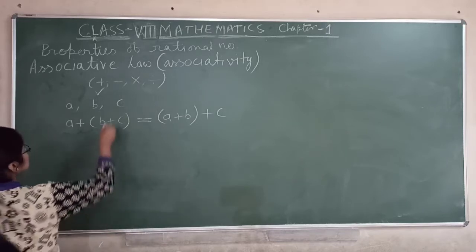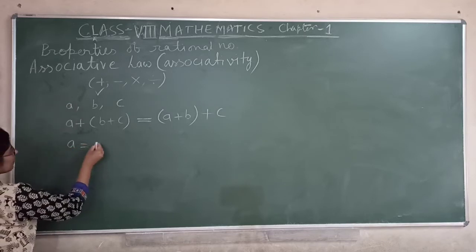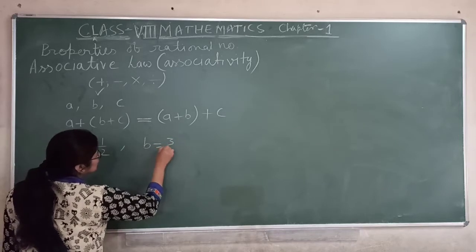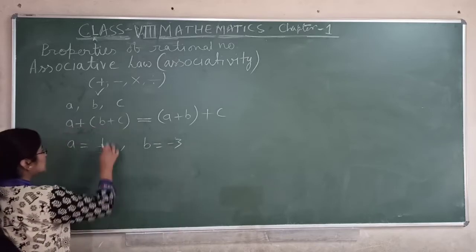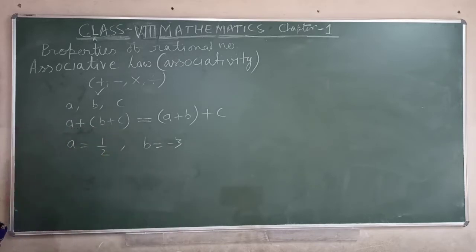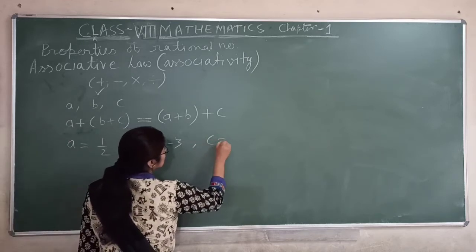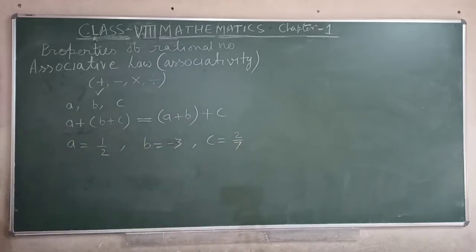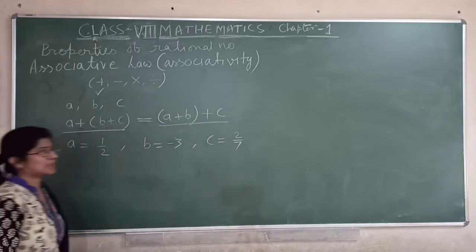Let's check whether this is applicable or not. A equals 1 by 2. B equals minus 3, I am taking. You know 1 by 2 is a rational number, and minus 3 is also a rational number. And C equals 2 upon 7. Okay, we have 3 rational numbers. So we will check first for this one and then for this one.